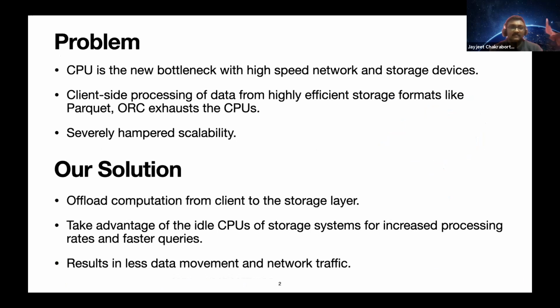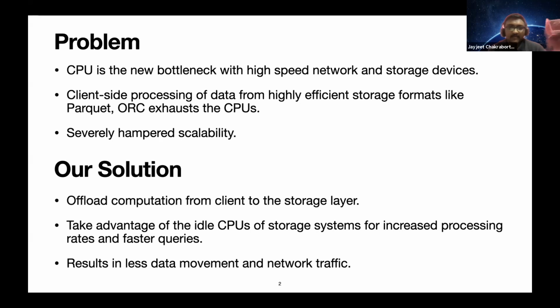So what was the problem that we were tackling? It's a new problem that has come up with high-speed network devices and storage devices, like network devices with 100 gigabits and storage devices like NVMe. The IO layer is no more a bottleneck. The CPU is the new bottleneck now. This has been mostly noticed in big data processing systems, where highly encoded file formats like Parquet and ORC, when required to be decoded on the client machines, exhaust the CPUs really quickly.